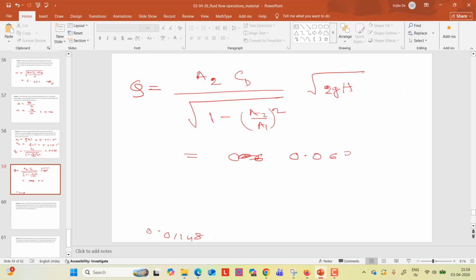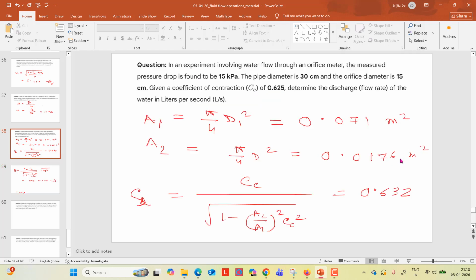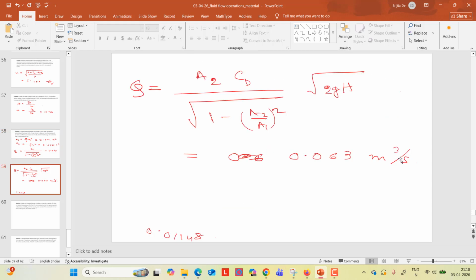So it is coming as 0.063 meter cube per second, but the answer is asked in liter per second, right? So it is multiplied with 1000, so it is 63 liter per second. This is the answer. Okay, check it.